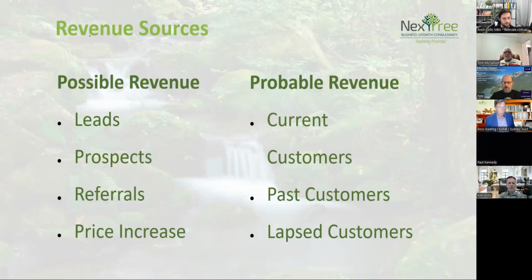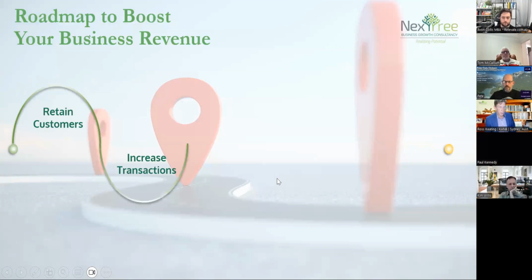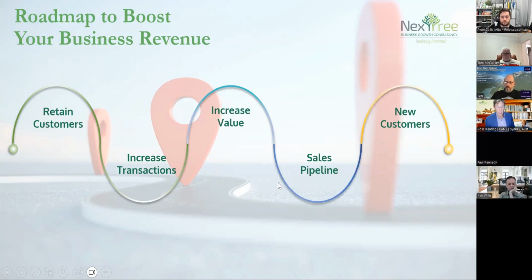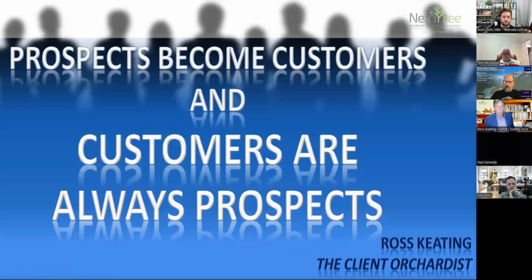Revenue sources, leads, prospects, referrals, and price increases are potential revenue sources. The most probable sources of revenue to go for are current customers, past customers, and lapsed customers. So just remember that. That's your most probable source of income for quick cash: people who know you and have bought from you previously. Then you have the retained customers, increase the value, the sales pipeline, and new customers. Remember, prospects become customers, but customers are always prospects.